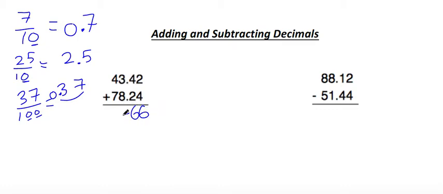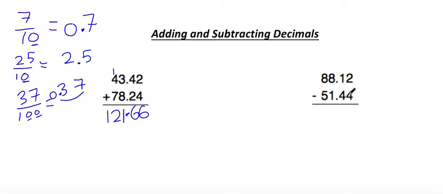3 plus 8 equals 11. 1, and carry 1 here. So it will be 5 plus 7 equals 12. So the answer now is 121 and 66 hundredths, or you can read it as 121.66.